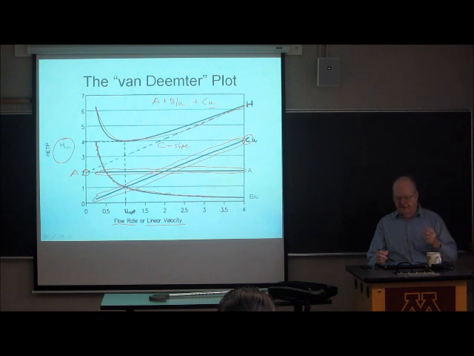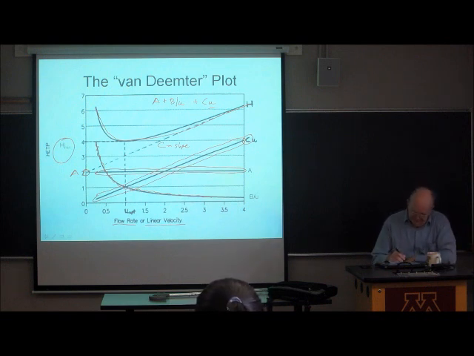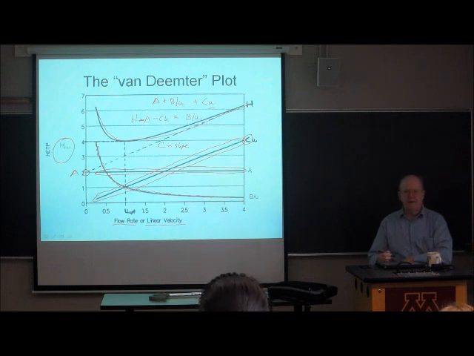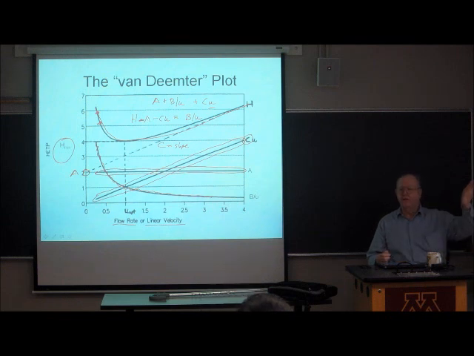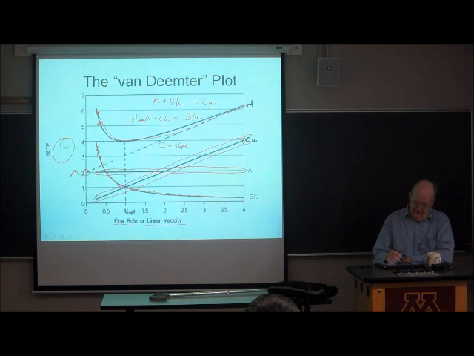And then you can get the B term by subtracting A and CU from H. And that leaves you B over U. And then you can take a couple of your data points, say there and there. You would take them at the lowest velocities you can get to. And then by solving this equation, you would come up with your B term.